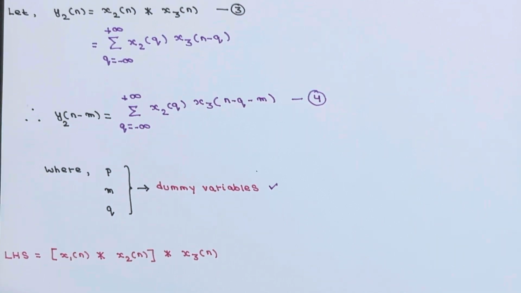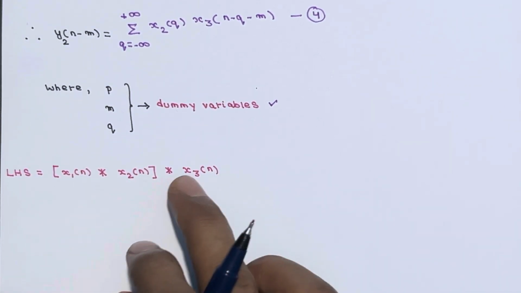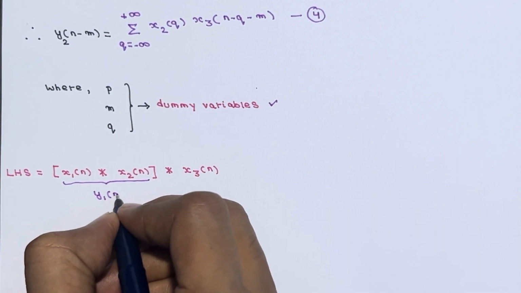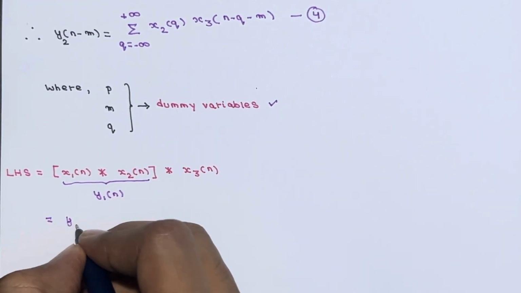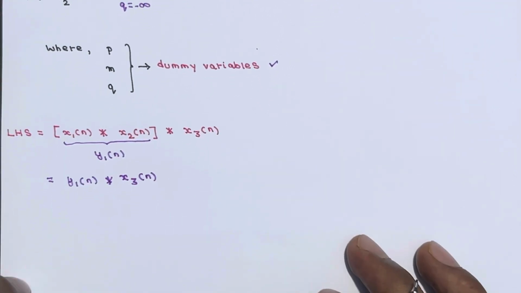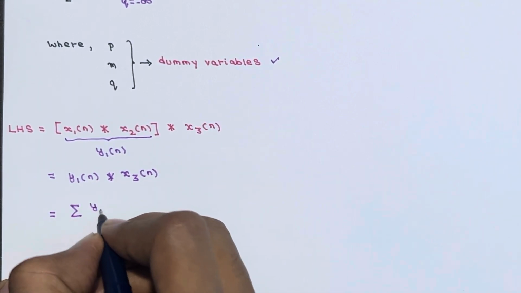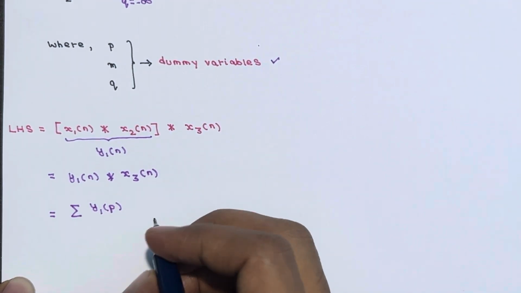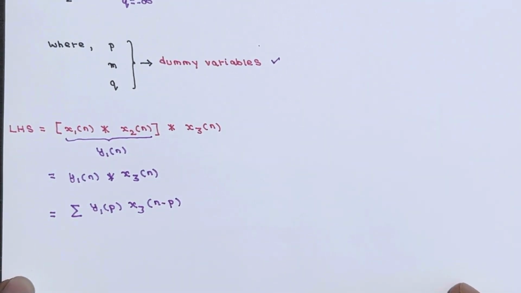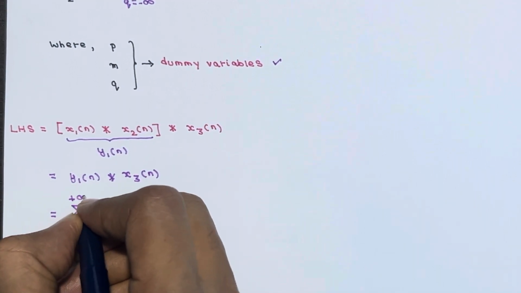Now let's start our proof. Let's start from the LHS. The LHS is equal to this convolution of this and x3 of n. We already know this is y1 of n. So this becomes the convolution of y1 of n and x3 of n. Clear? This is equal to the summation of y1 of p into x3 of n minus p, where the limit of p ranges from minus infinity to plus infinity.